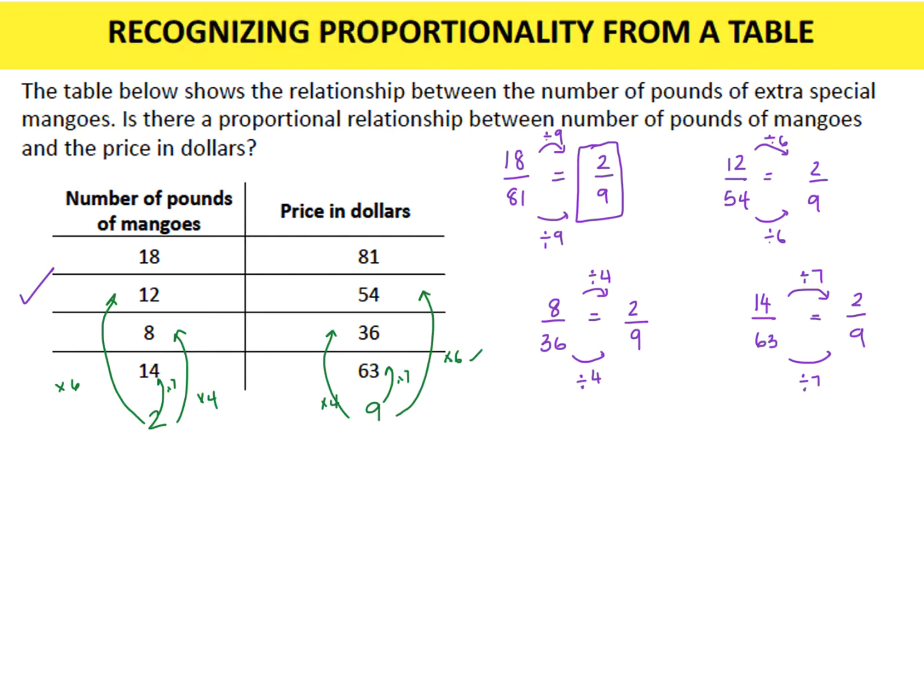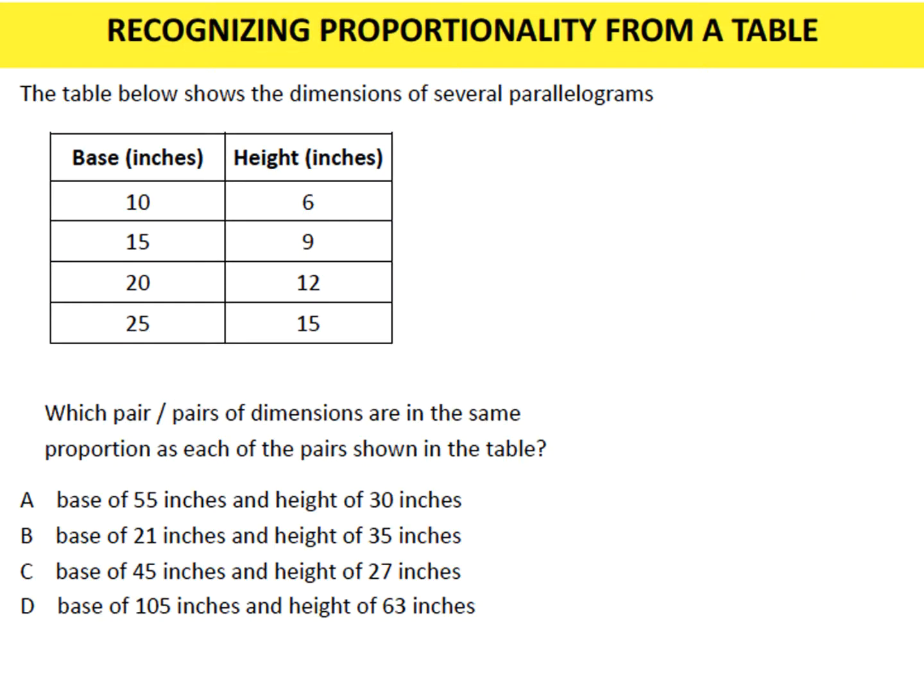Let's now look at another problem. So here we have a different kind of problem. We are given a table where we have a bunch of ratios and we are asked to figure out which of these pairs are in the same proportion as these pairs in here. Now they don't say this is a proportional relationship, but if you simplify each of these ratios, you'll see that you get 5 to 3. Each of these will simplify to 5 to 3. Now how do we figure out which of these options are in the same proportion as these pairs?